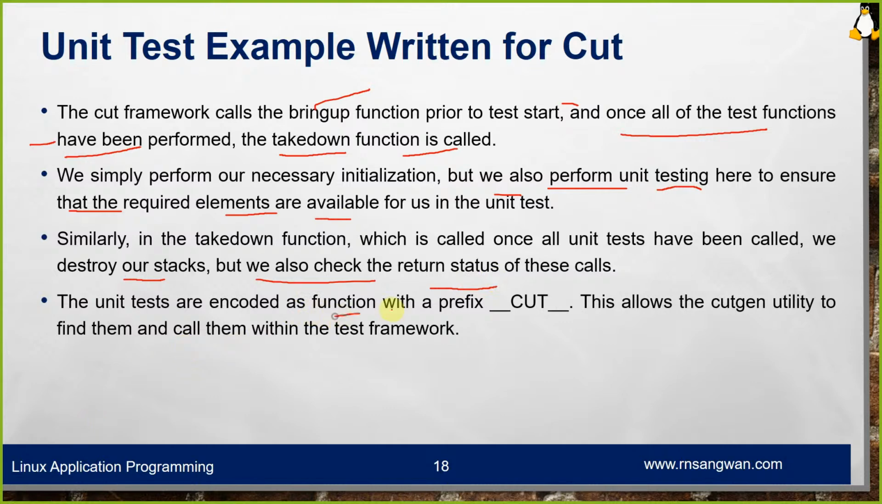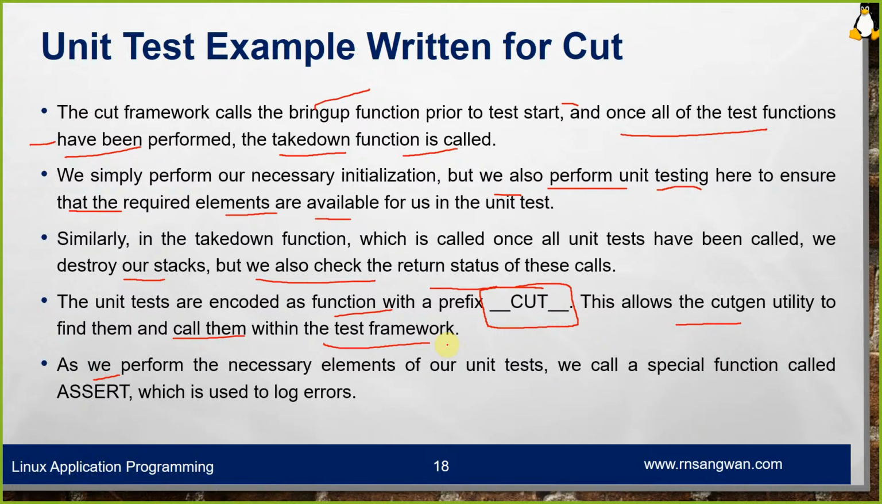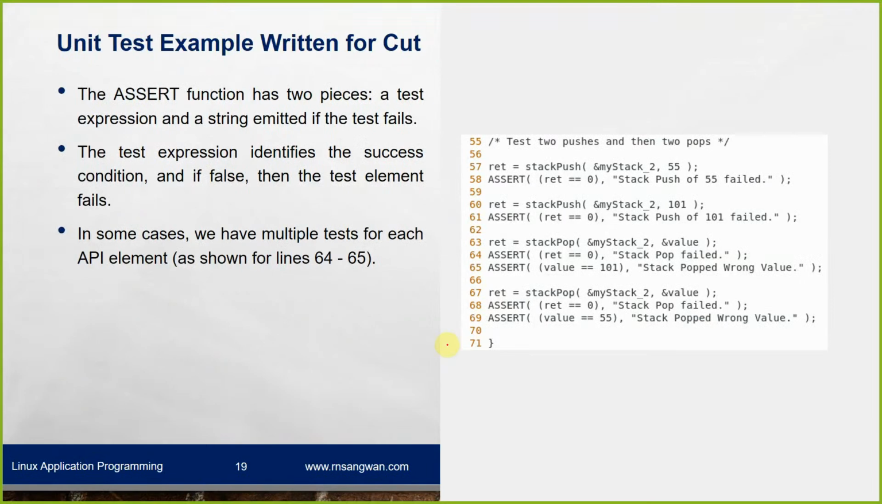The unit tests are encoded as functions with the prefix CUT, underscore underscore CUT. This allows the cutgen utility to find them and call them within the test framework. As we perform the necessary elements of our unit test, we call a special function called assert, which is used to log errors. We are calling assert every time, for creation, destruction, and so on. This function has two pieces, a test expression and the string emitted if the test fails.